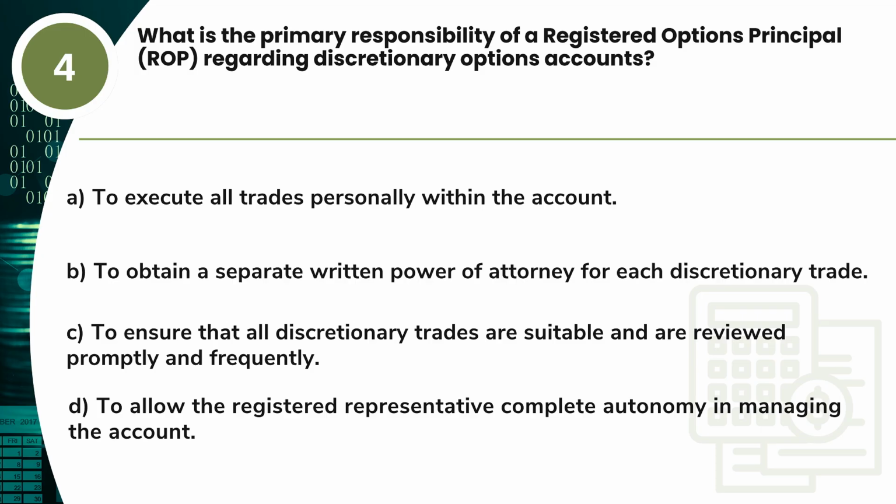A. To execute all trades personally within the account. B. To obtain a separate written power of attorney for each discretionary trade. C. To ensure that all discretionary trades are suitable and are reviewed promptly and frequently. D. To allow the registered representative complete autonomy in managing the account.